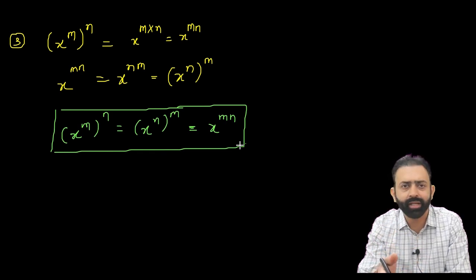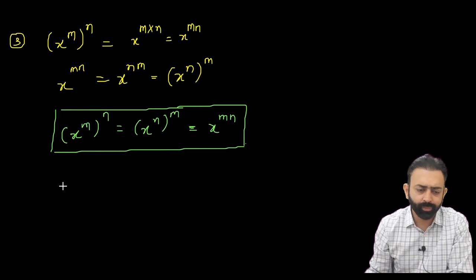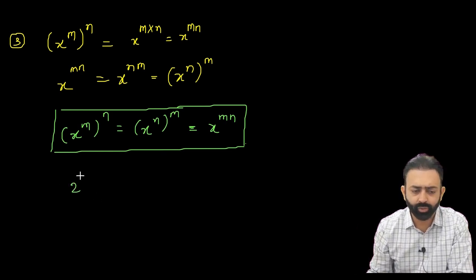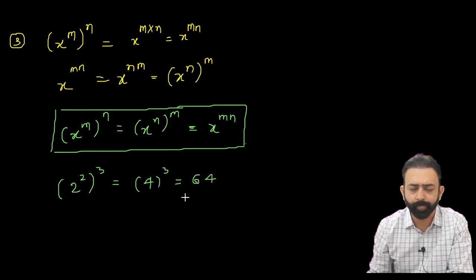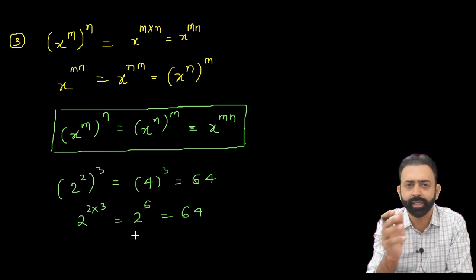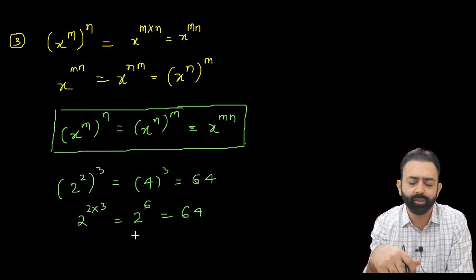Again you can verify by taking one example, let us say 2 raised to power 2, all raised to power 3. Without applying the law, I can say that this is 2 raised to power 2, which is 4, raised to power 3, which is 64. And then applying the law, it says that the exponents get multiplied. So 2 raised to power 2 multiplied by 3 is equal to 2 raised to power 6, which is nothing but 64. And again you can interchange the exponents also.